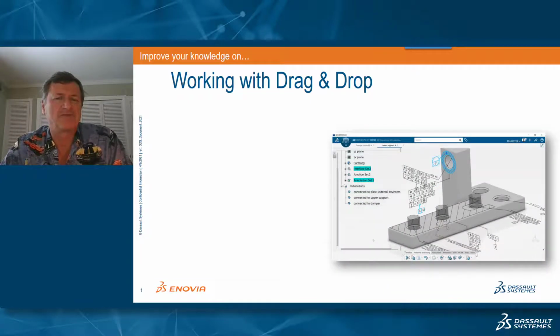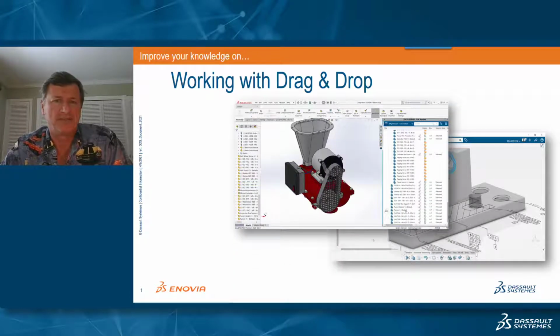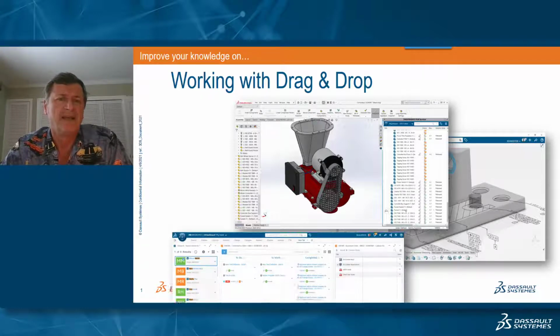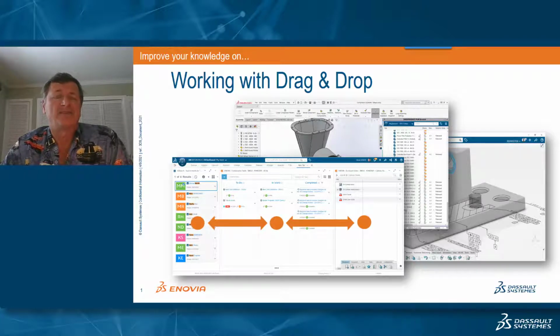As you know, the platform is really made up of three environments. You've got the native client, 3D Experience, which is the CATIA applications. You have desktop applications like Solid Edge, SolidWorks, and AutoCAD that have 3D Experience sessions within them. And then we have the browser-based dashboard environment, which is our primary tool for working with 3D Experience. In these three environments, we can work with this drag and drop functionality.